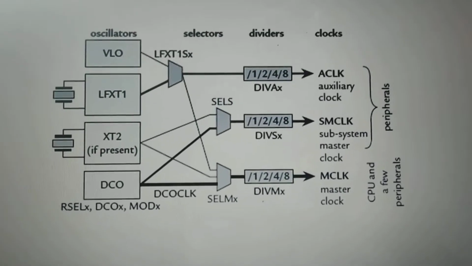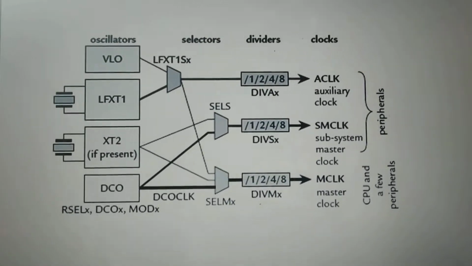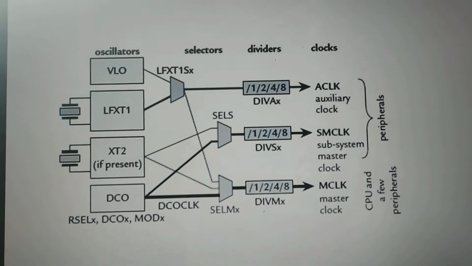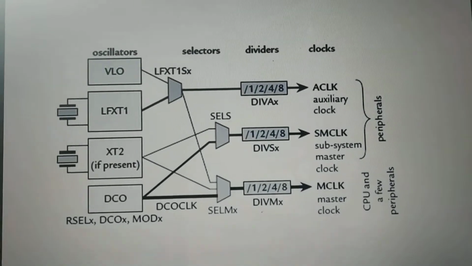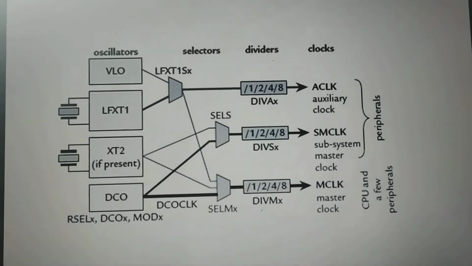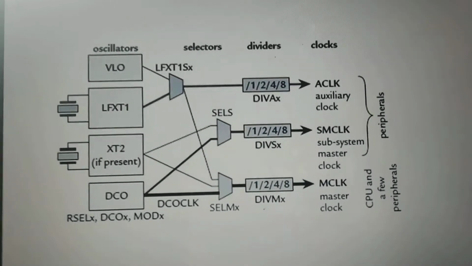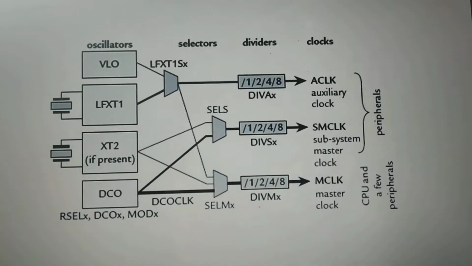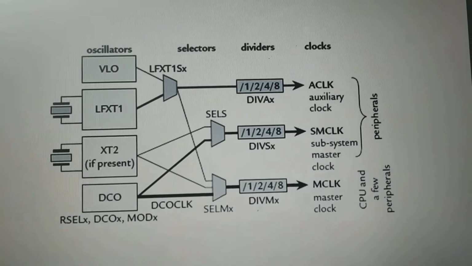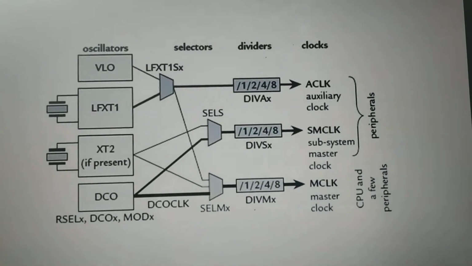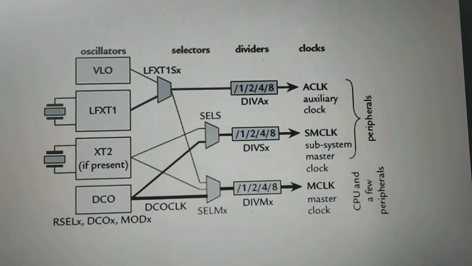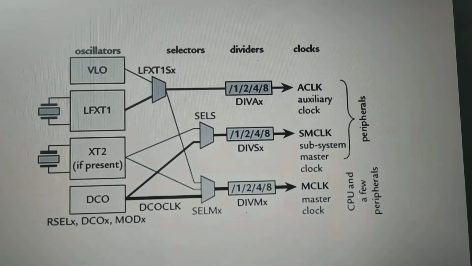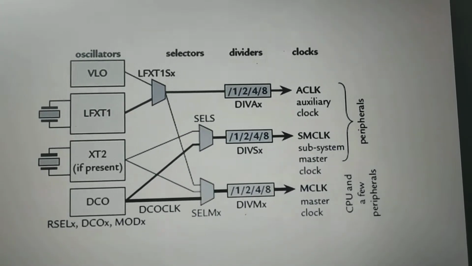Then we have the SMCLK, the subsystem master clock, which can run at the same frequency as MCLK, that is 16 megahertz at maximum, and lesser. And we have the MCLK. The MCLK is the clock which supplies the CPU and a few peripheral devices. Now every clock has an oscillator behind it, so the clock generating system is based on oscillators. We have the DCO, the digitally controlled oscillator. We can have a crystal, LFXT1, the low frequency crystal 1, and we can have the VLO, the very low frequency oscillator.